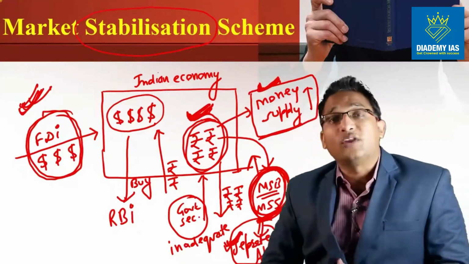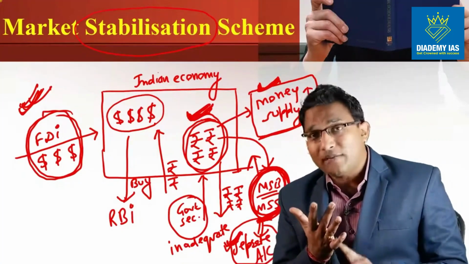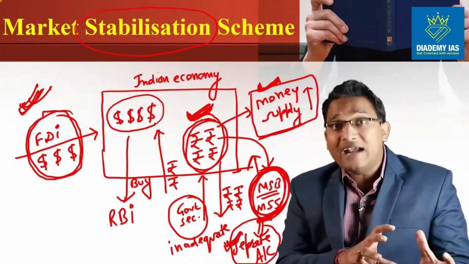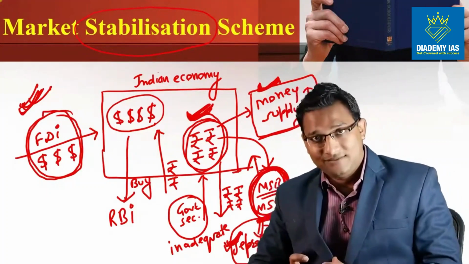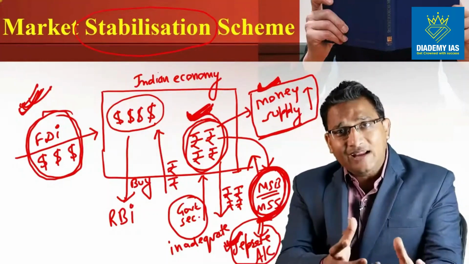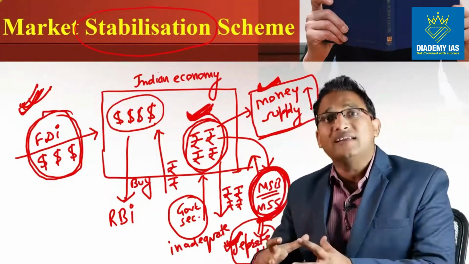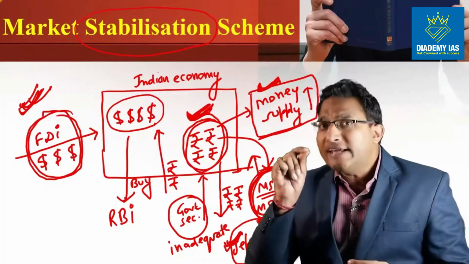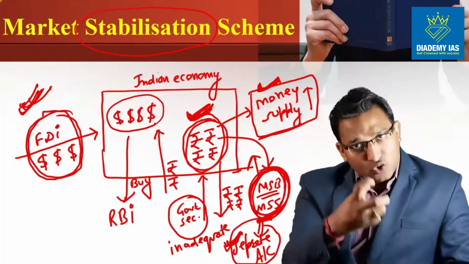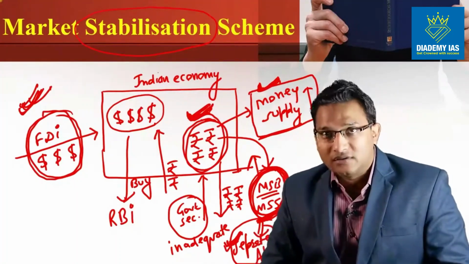The second difference from the open market operation is that in the open market operation, both buying of the government security and selling of the government security happen. So both injection of liquidity into the market and absorption of liquidity from the market happen. But in case of market stabilization scheme, only and only selling of the government security happens and absorption of the liquidity happens. So there is no buying of the government security, right?